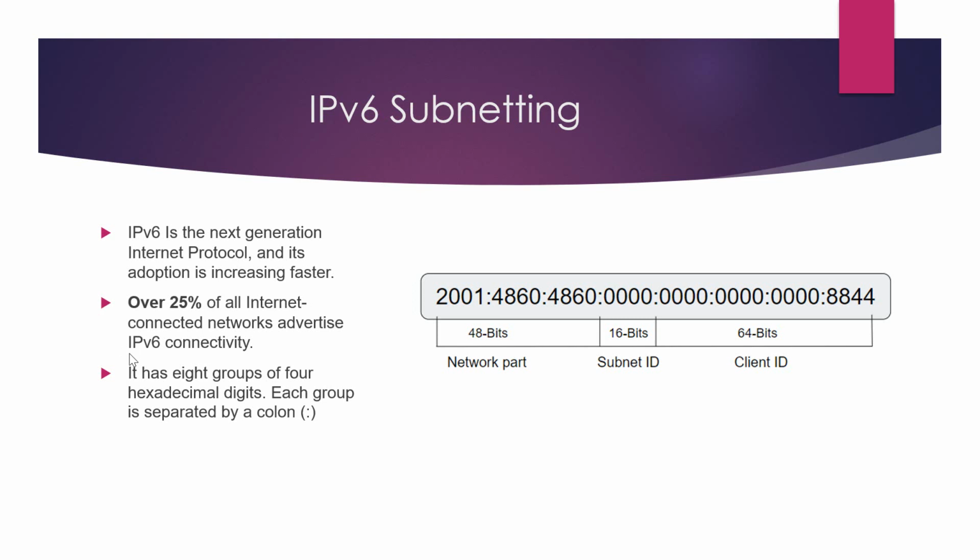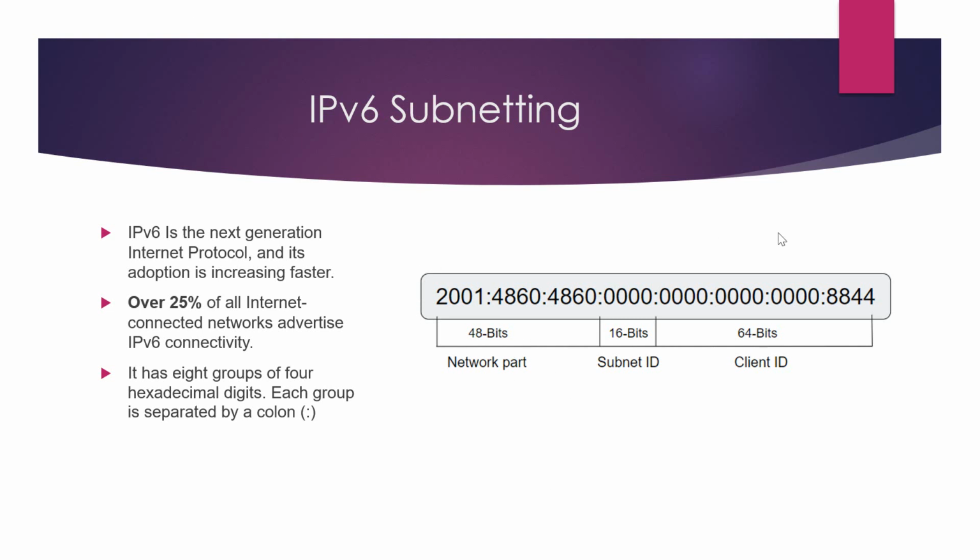Regardless, IPv6 is going to be the next generation internet protocol and its adoption is increasing fast. If we look at the overall traffic and network advertisements, over 25% of all internet connected networks advertise IPv6 connectivity. So you can tell this is going to increase further, not go down. That means we all have to get familiarized with IPv6 like we did with IPv4.